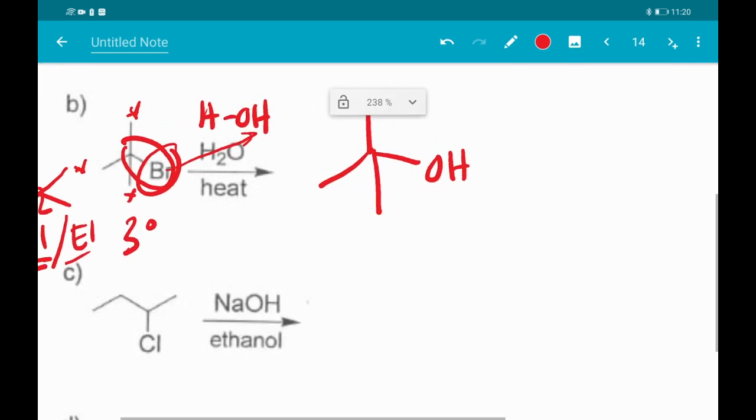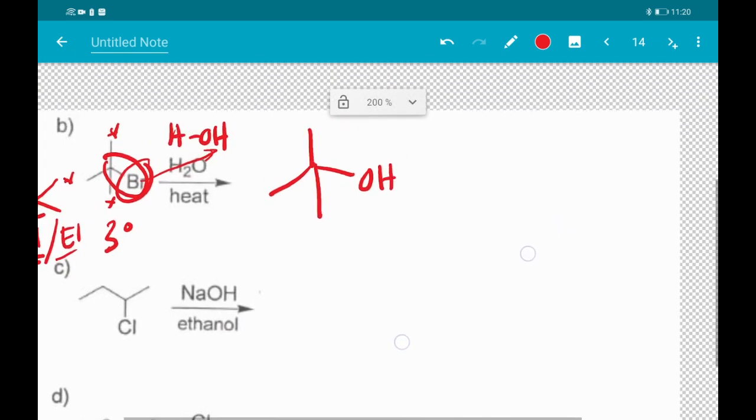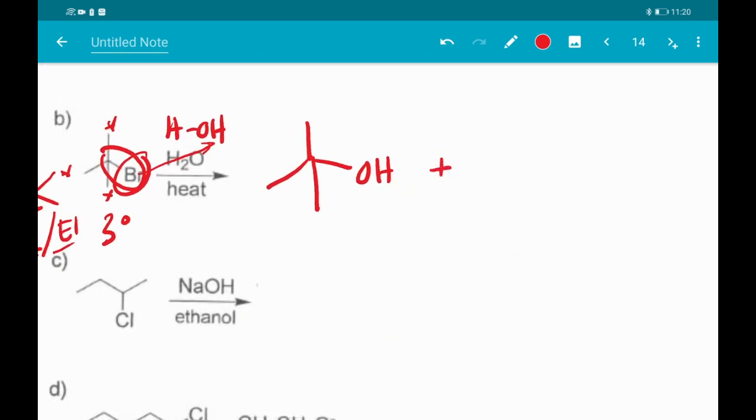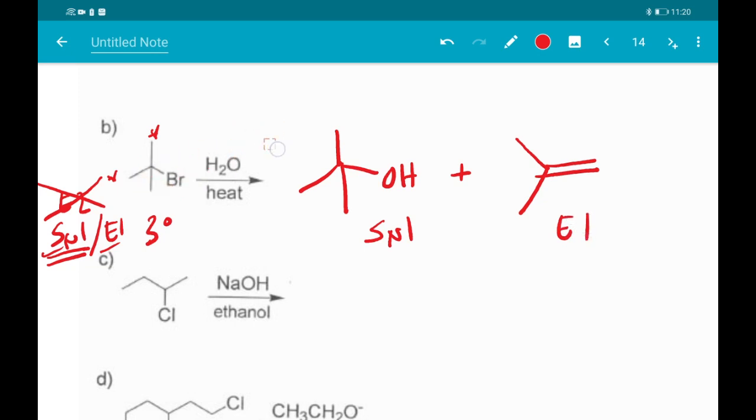And then for the elimination, we need to have the formation of a double bond. Therefore, it will look like this. Most importantly, we know that this reaction represents both SN1 and E1 because we are using water, which acts as a weak nucleophile and also a weak base.